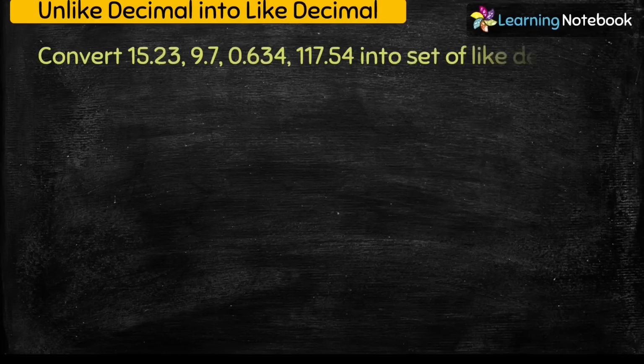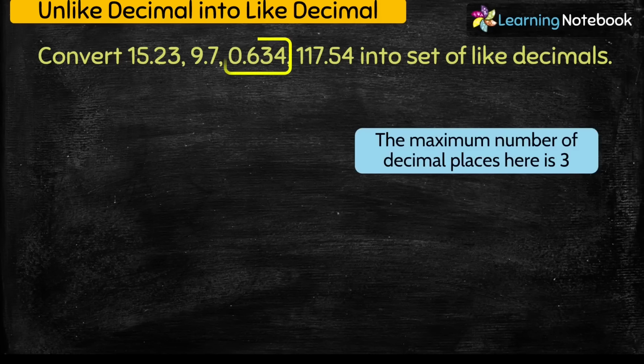Now let's do a question. Convert these decimal numbers into set of like decimals. Students, here we can see that the maximum number of decimal places is 3. So, we have to convert each one of these given decimals into decimal numbers having 3 decimal places. And how can we do this? We can put zeros to the right of the decimal part.